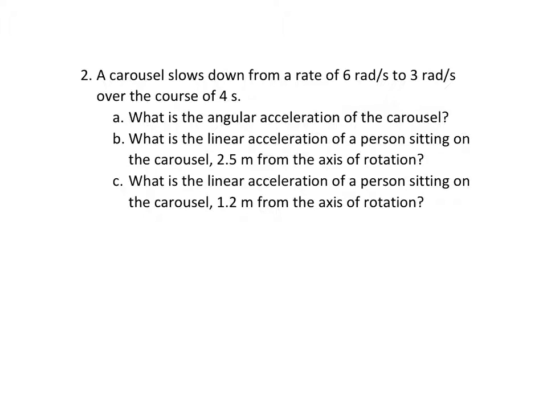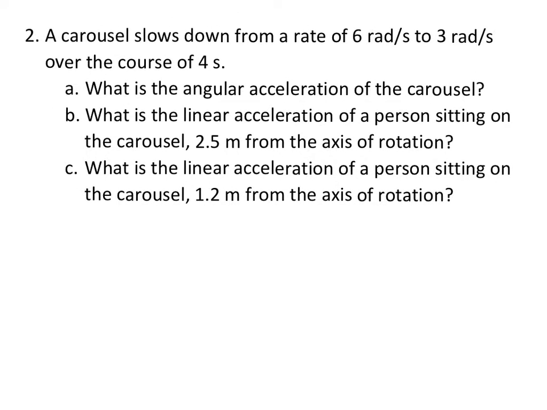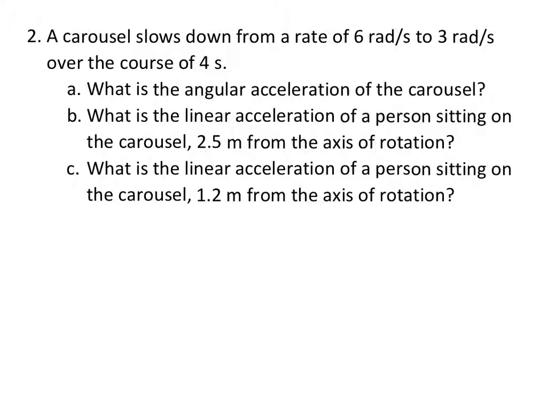Okay, next problem. Example if you feel like doing this one. We have a carousel that slows down from a rate of 6 radians per second to 3 radians per second over the course of 4 seconds. Part A says, what is the angular acceleration of the carousel? Part B, linear acceleration of a person 2.5 meters from the center. And part C, the linear acceleration of someone 1.2 meters from the center.